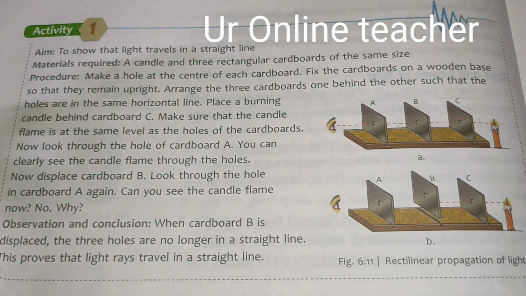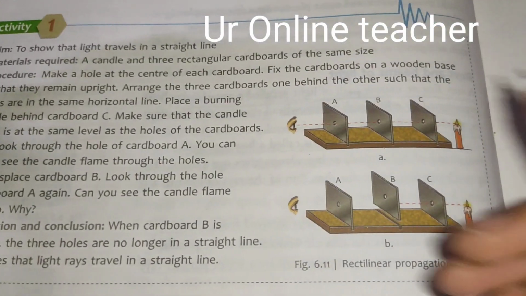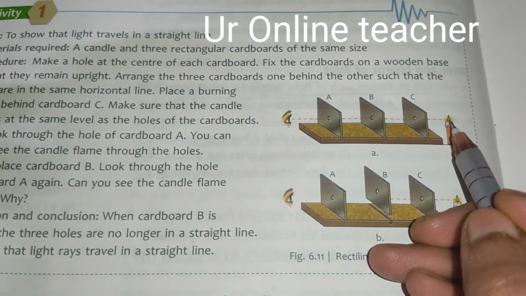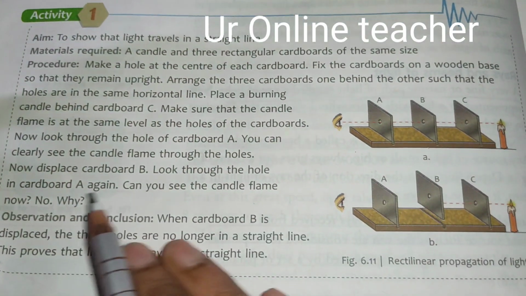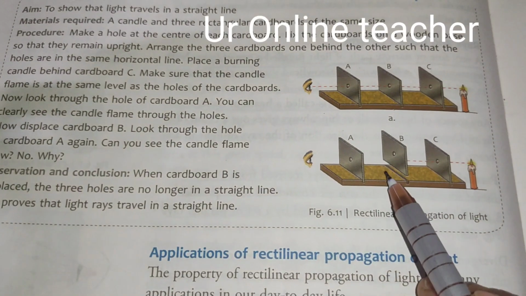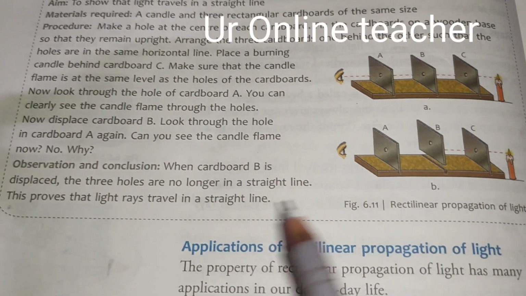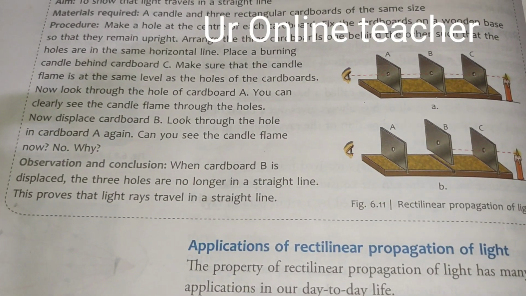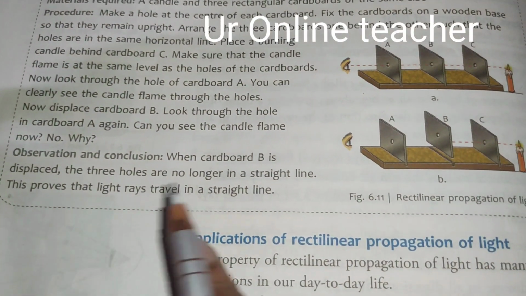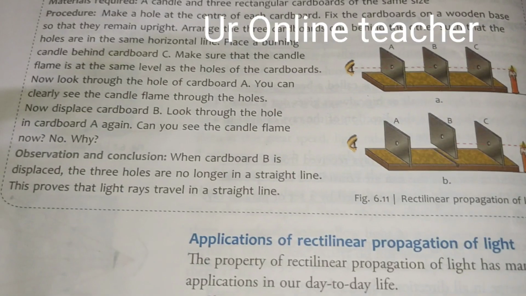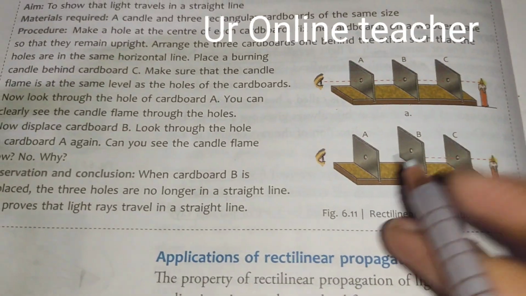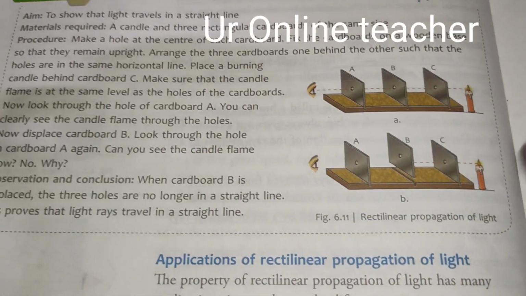Now look through the holes of the cardboards here. You can see the candle flame clearly. From here you can see the candle flame. Now displace cardboard B. Change the place of cardboard B. Again you try to see the candle flame. No, why? Because it is blocked here. When cardboard B is displaced, the 3 holes are no longer in a straight line. We cannot see the light. So light always travels in a straight line.